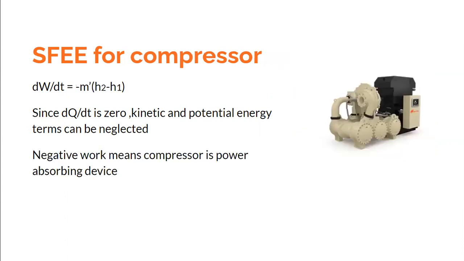Similarly, for the compressor, you know that the compressor is a machine which is used in a number of places. For example, this diagram shows the compressors over here used in the refrigeration system.